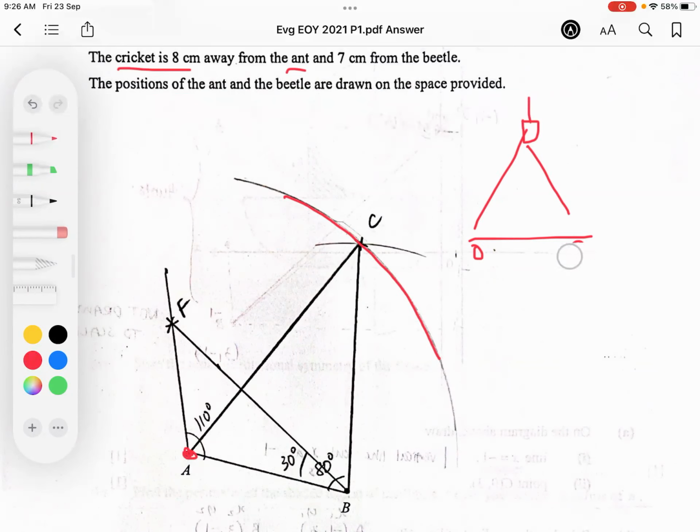Next one, the end is 7 cm away from the beetle. So you open your compass, 7 cm. From the beetle, B is down here. So from here, you measure another 7 cm, you draw the arc. Make sure you show the construction.